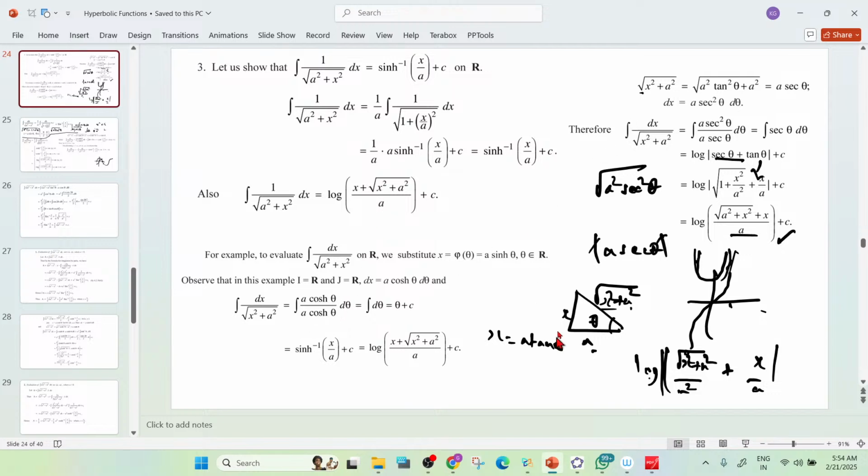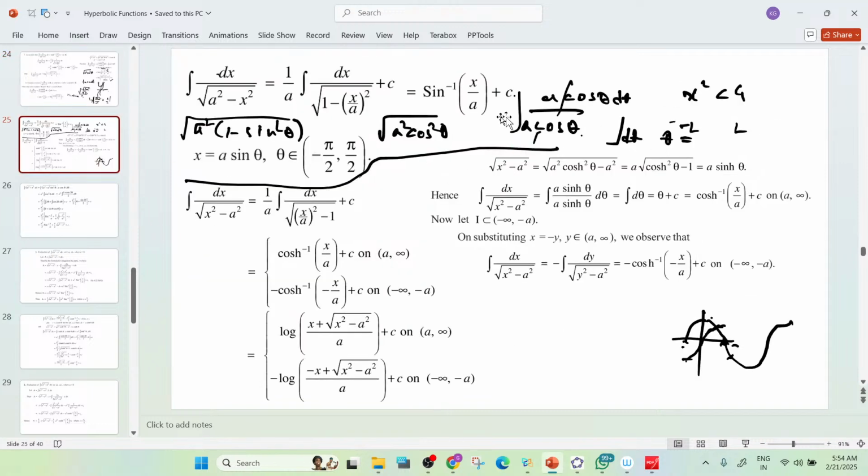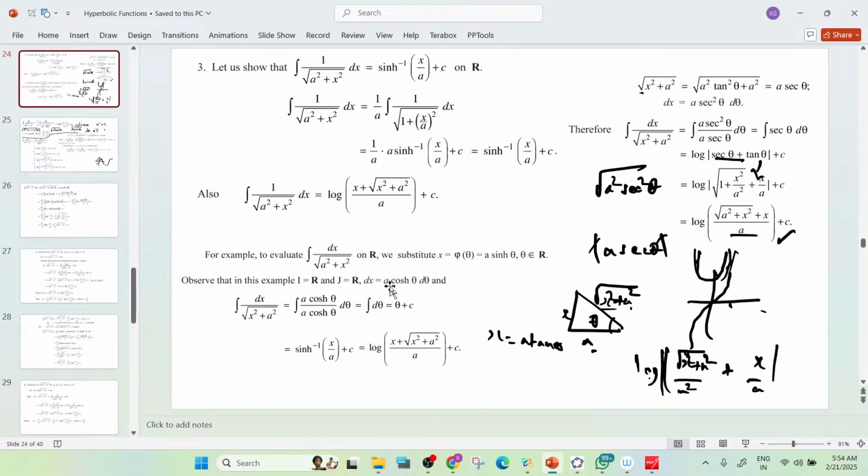That's why we don't need to worry about this mod. And what will happen to dx? If x equals a sinh theta, dx is a cosh theta. So both will get cancelled, and it simplifies directly to theta. In this case, we got secant theta. Earlier, for the regular ones, we got the integral of direct d theta. Similarly, if we take this kind of substitution, we are directly getting theta.